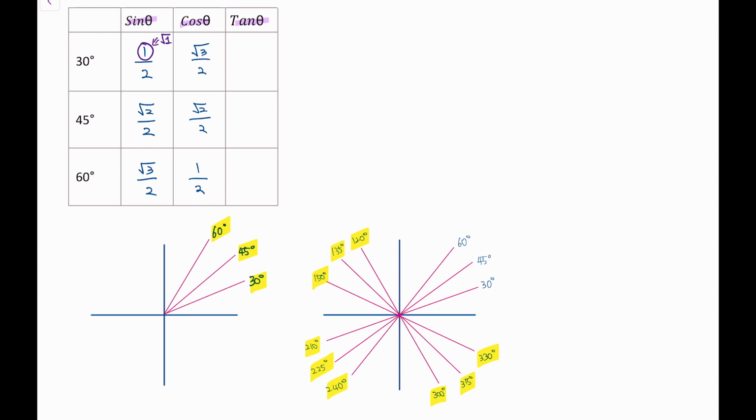Tangent values can be calculated by using the formula tangent theta is equal to sine theta over cosine theta. So tangent of 30 is equal to sine of 30 over cosine of 30. Sine 30 is 1/2, and cosine 30 is rad 3 over 2.